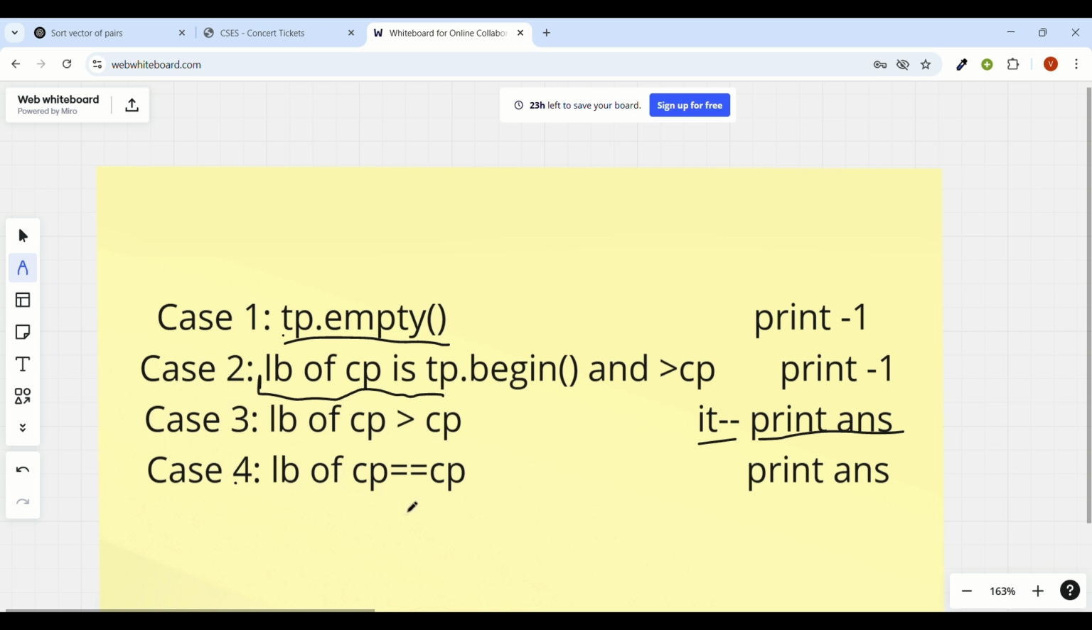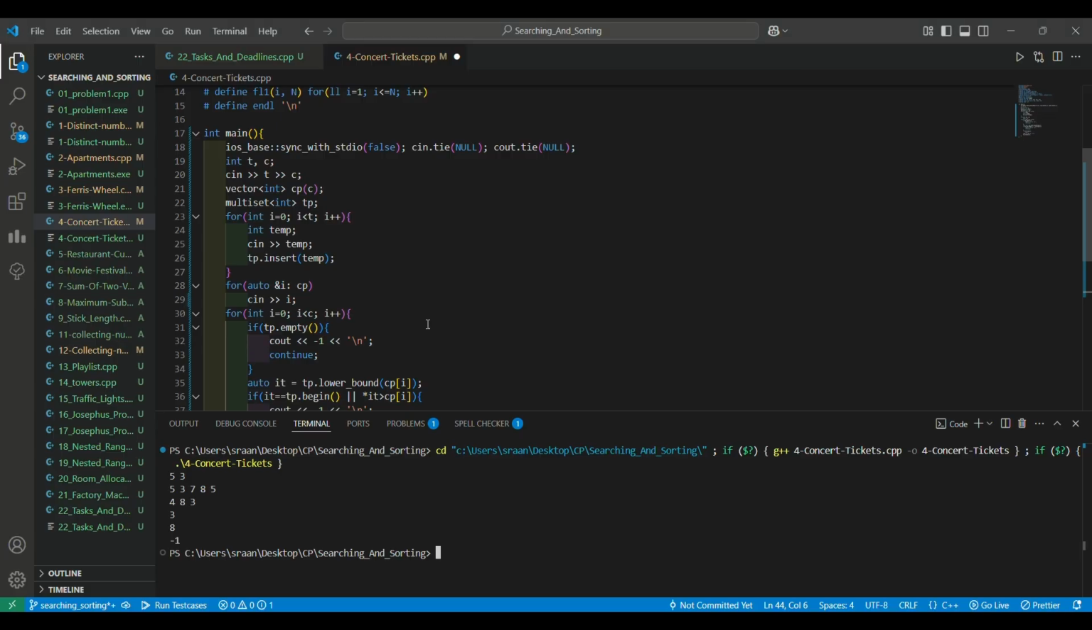satisfying for the customer. Or else it could be that the lower bound of CP, which means the ticket which we found, is equal to what our customer is willing to pay. That means this ticket is affordable by the customer. Then we will print our answer straightforward. And at last, after checking for all these 4 cases, we will delete this particular ticket if it's case 3 or case 4, which means if we have sold the ticket, then we will delete the ticket.